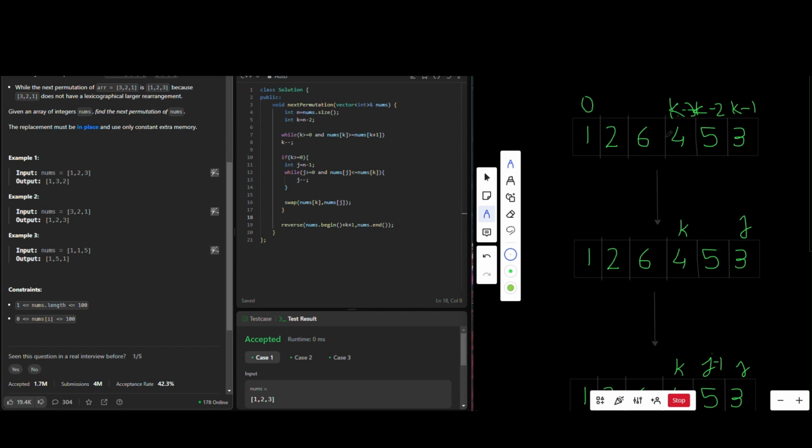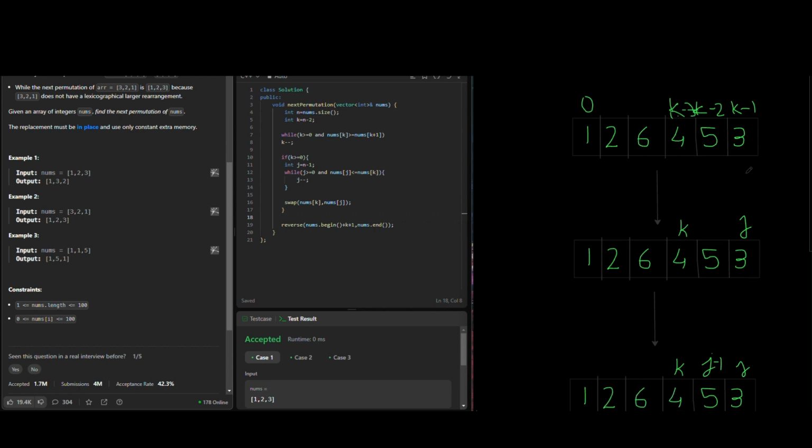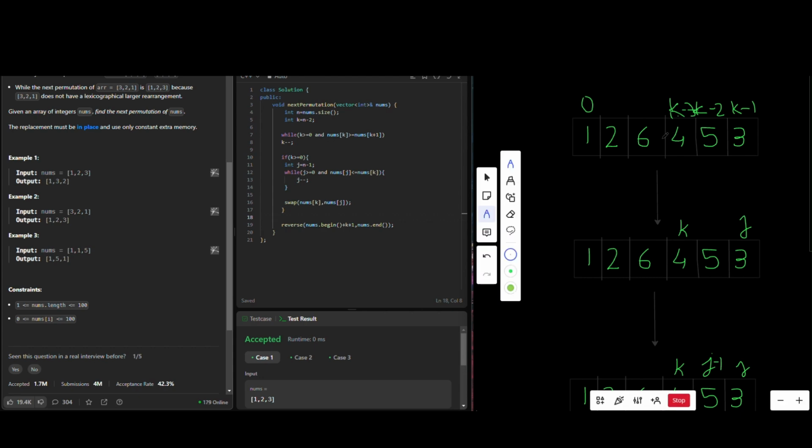Now let's see how we'll arrive at that. What we want to do is start from the rightmost part of the array, because eventually we are providing the next possible permutation. Starting from the left won't make sense because it might give us the highest possible number, right? We want to take the next possible highest number. So for this, we'll start from the right.